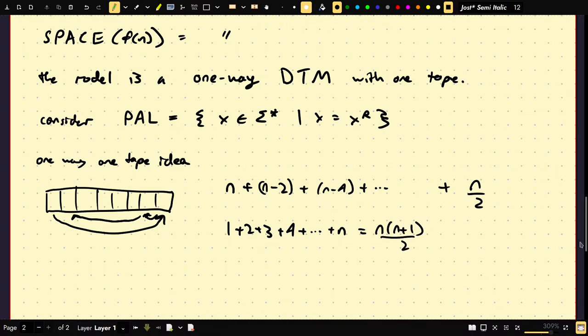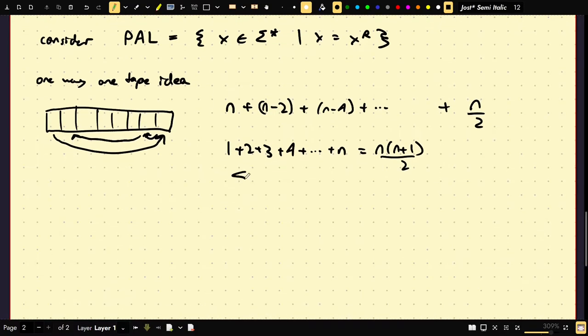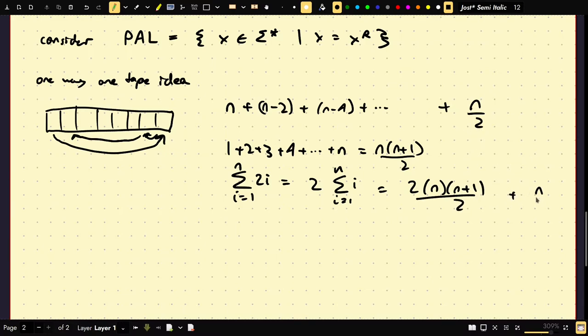We can do something similar. We're going to write this as the sum of i equals 1 to n over 2 of 2i. Well, we can pull the 2 out and we get 2 times the sum of i equals 1 to n over 2 of i, which is equal to 2 times n over 2 times n over 2 plus 1 over 2. And then we have this term again because we're doing these constant steps, n over 2 times. Well, the big O of this is going to be n squared.